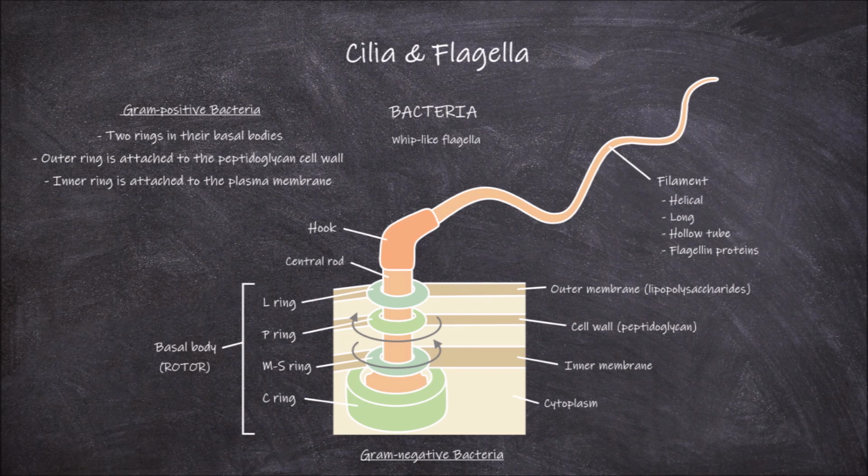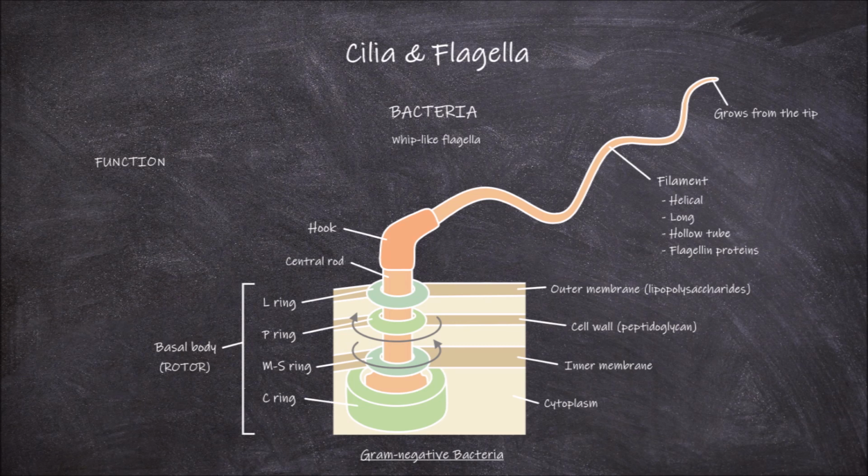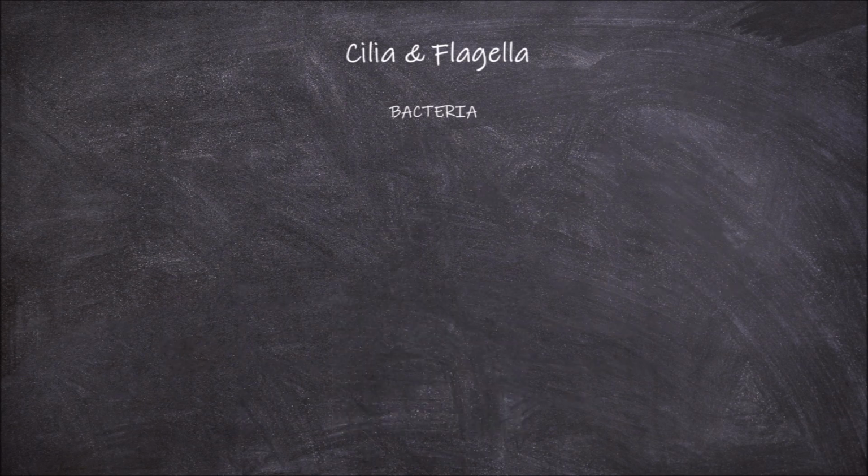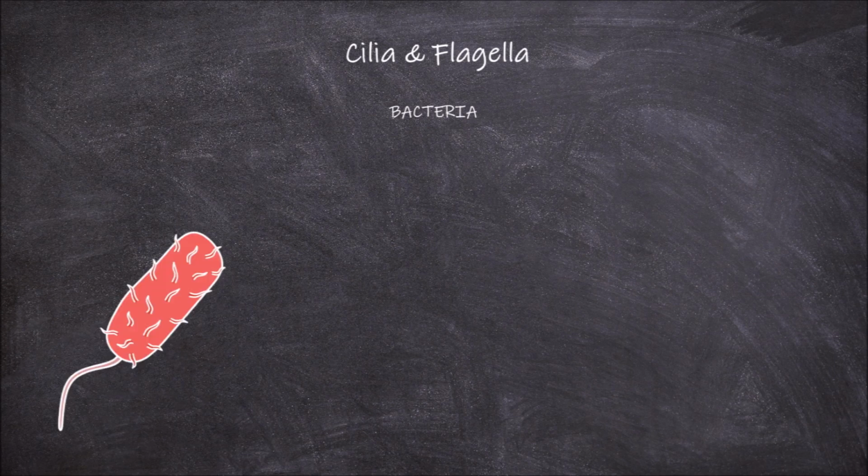Growth of the bacterial flagellum occurs at the tip. The function of the flagella in bacteria is primarily in locomotion, causing movement in the bacteria. There are several different types of flagella arrangements in bacteria. When there is a single flagellum extending from one end of the bacterium, it is called monotrichous.